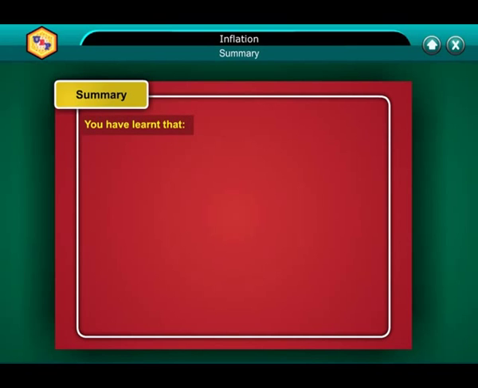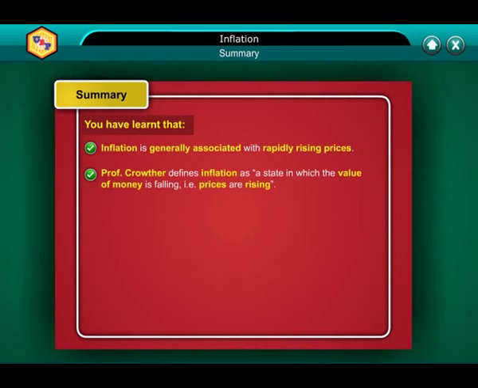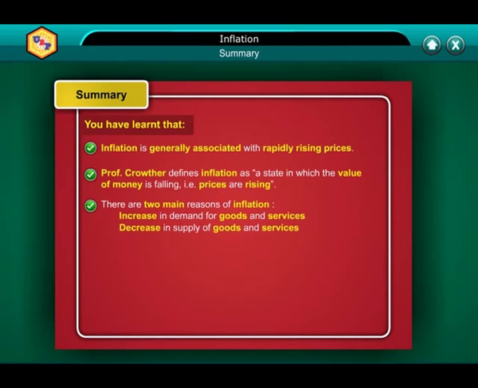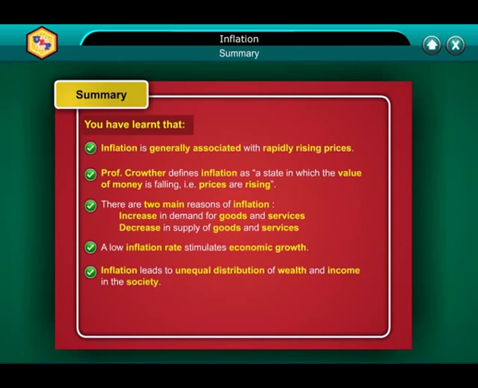Summary. You have learned that inflation is generally associated with rapidly rising prices. Professor Crowther defines inflation as a state in which the value of money is falling, that is, prices are rising. There are two main reasons of inflation: increase in demand for goods and services, and decrease in supply of goods and services. A low inflation rate stimulates economic growth. Inflation leads to unequal distribution of wealth and income in the society.